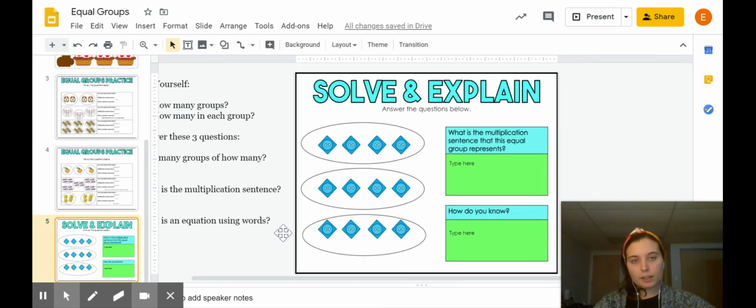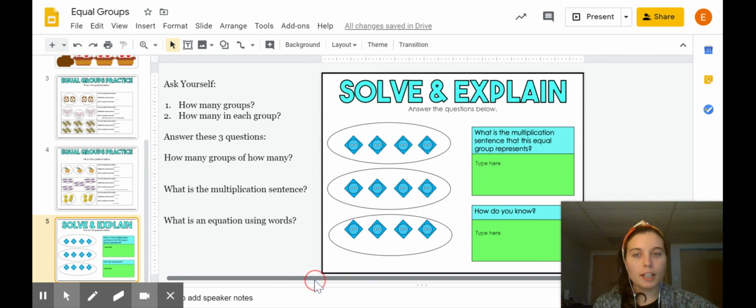And the last one, all it says is answer the question below. What is the multiplication sentence that this equal group represents? You have to look at all of them and ask yourself again, how many groups, how many in each group, and then you have to answer, how do you know? How do you know that that is the multiplication sentence with this picture of equal groups?